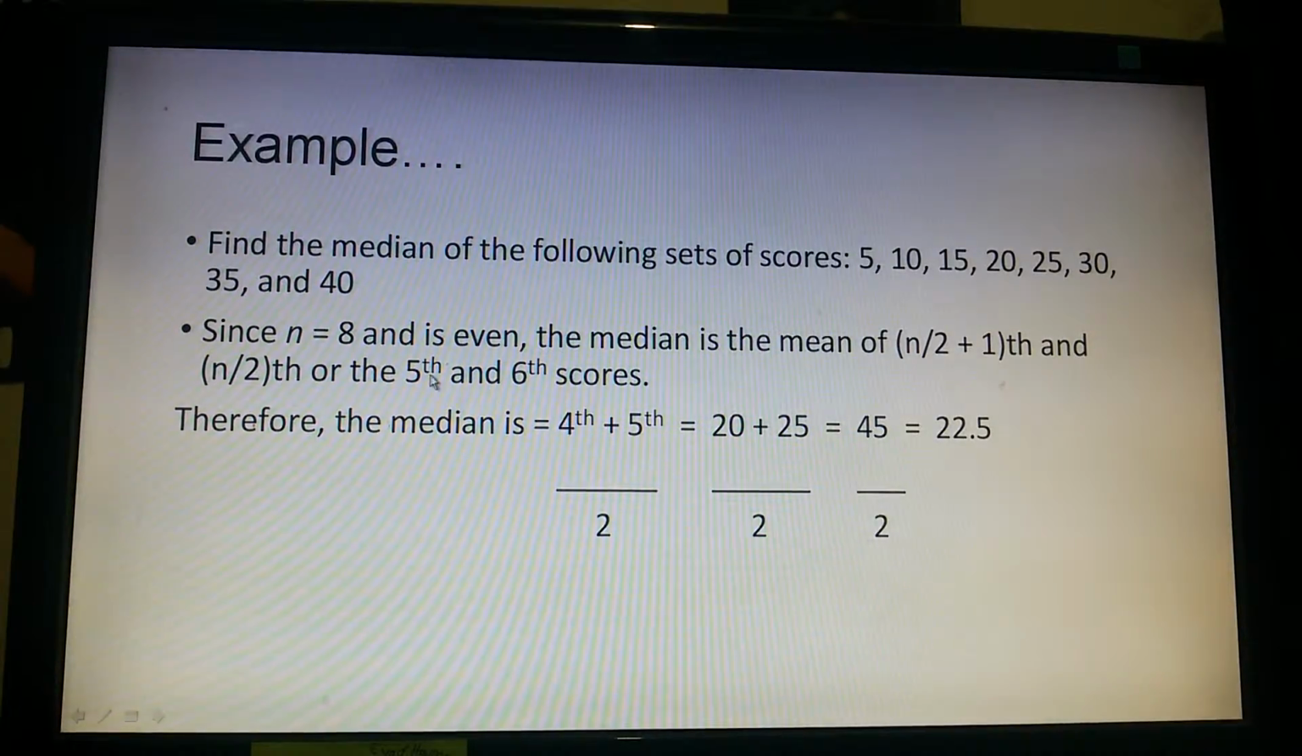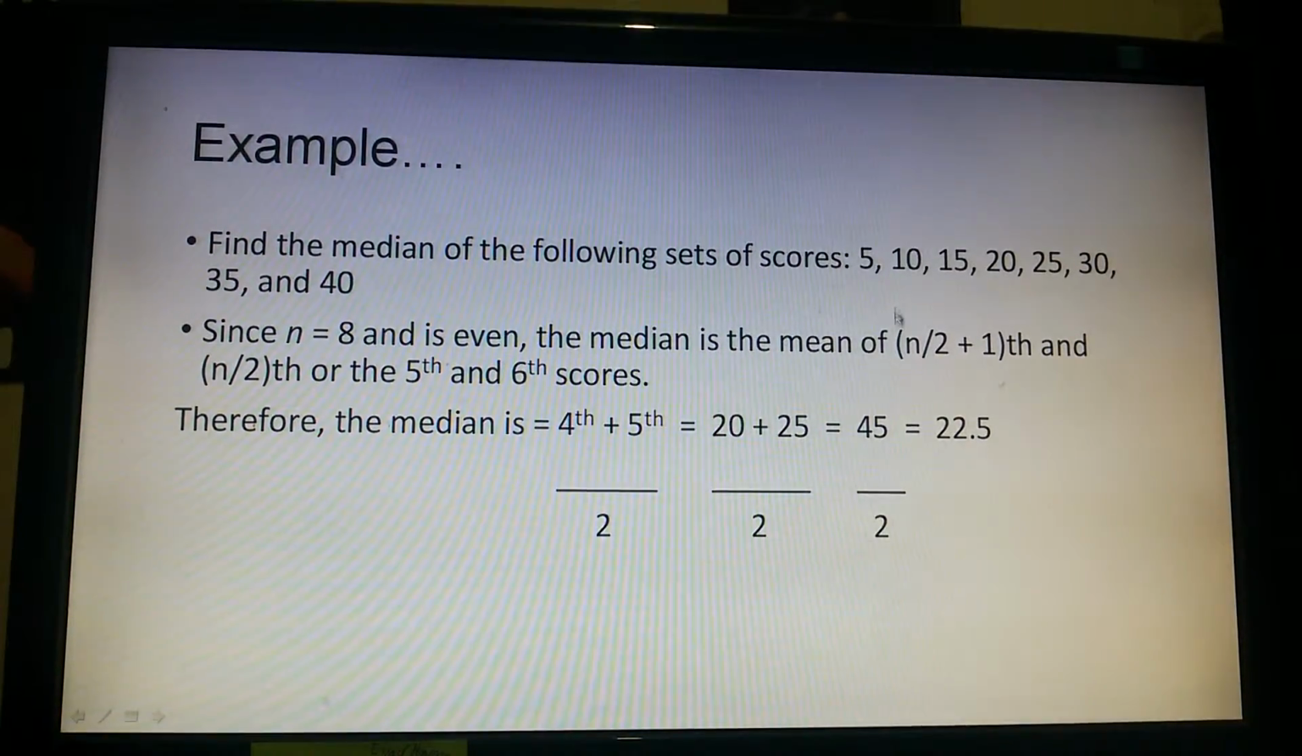Then the median is the mean of the n over 2 and n over 2 plus 1 quantities, or the fifth and sixth. Or, sorry, this is from a different example. This is what we are going to use. So therefore the median is the 4th plus 5th. I didn't show it here, but I substituted n as 8 and this as 8 as well. So this is 4 and 4 plus 1, 5. That's how I got the 4th and the 5th.